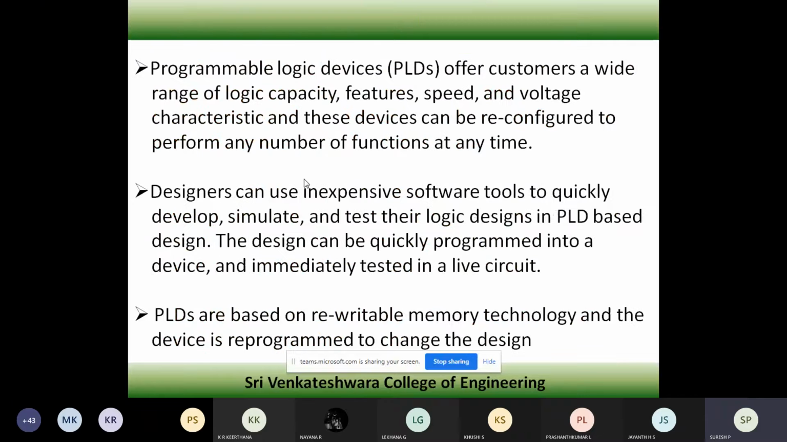So what does your programmable logic device offer to the customer? Basically, it offers customers a wide range of logic capacity, features, speed, and voltage characteristics. Whatever device you have can be reconfigured to perform any number of functions at any time. Reconfigured means, if you are going with the EEPROM, I can reset it and design different specific functions.